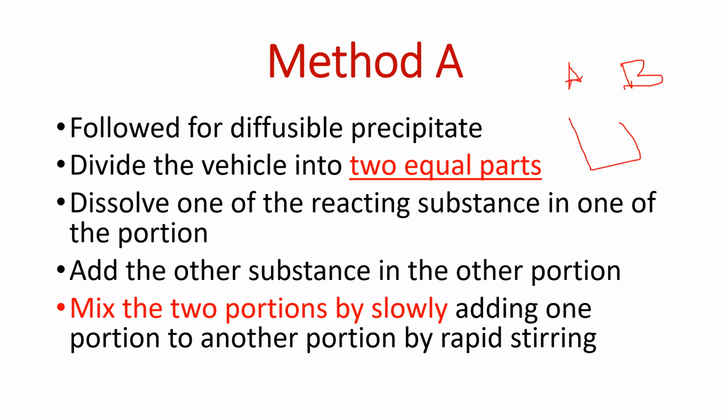So divide your vehicle into two parts. Take two beakers, and add your vehicle in both beakers. Add drug A into beaker 1. Add drug B into beaker 2. Then slowly mix A to B. So this is about method A. Divide the vehicle into two parts. Dissolve one of the reacting substances in one of the portions. Add the other substance in the other. Add one portion to the other slowly and then mix rapidly.